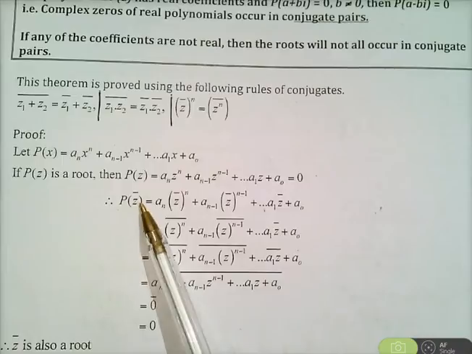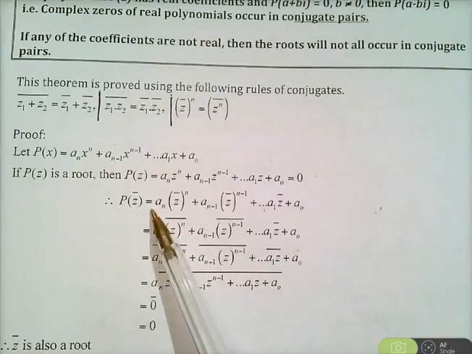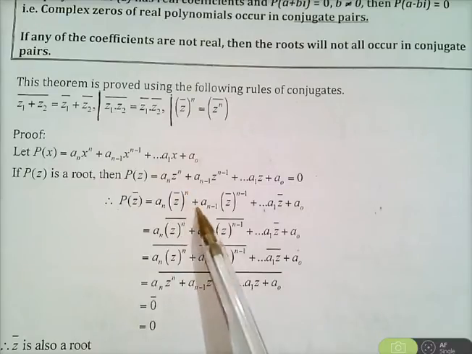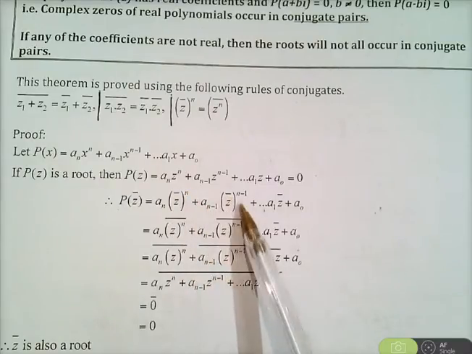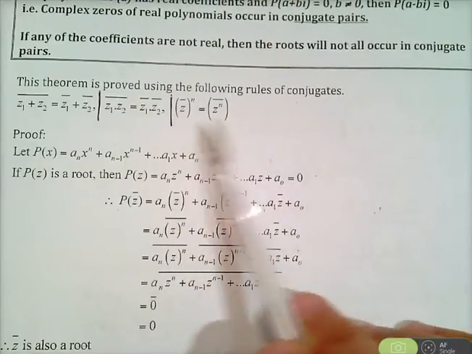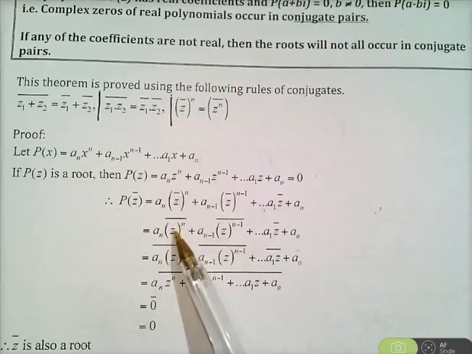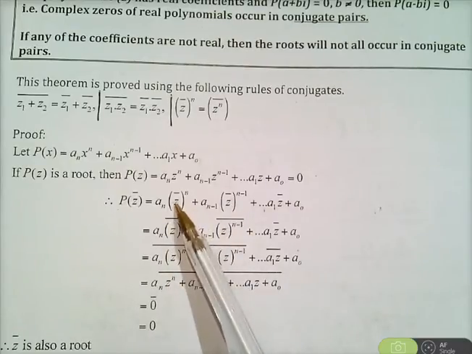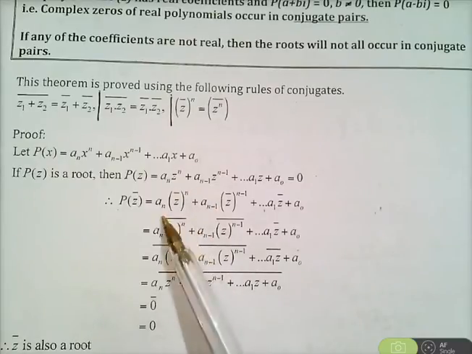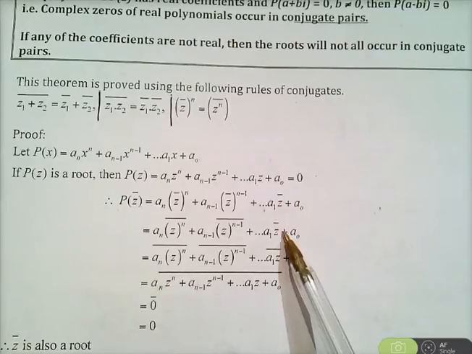Now, if we look at the conjugate of z and substitute that into the equation, you get a sub n times the conjugate of z to the power of n plus a sub n minus 1 times the conjugate of z to the power of n minus 1 all the way down to a sub 0. Now we know from this theorem up here that the conjugate of z to the power of n is the same as the conjugate of z^n here. So instead of the conjugate of z to the power of n, it's the same as z to the power of n and then the conjugate of that, and just doing the same there. And this is z to the power of 1, so that just stays the same.